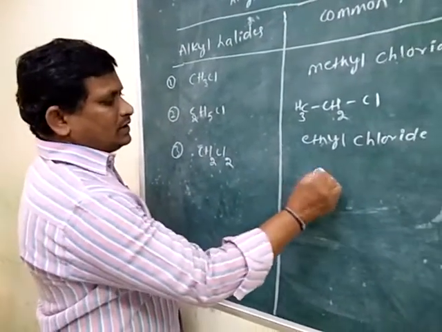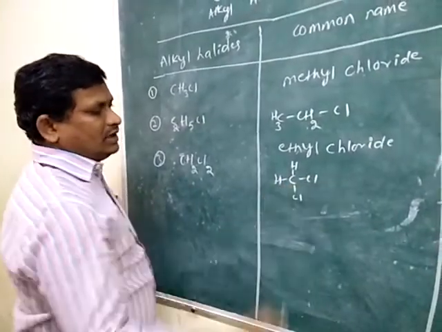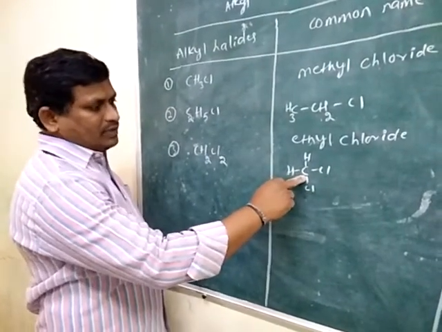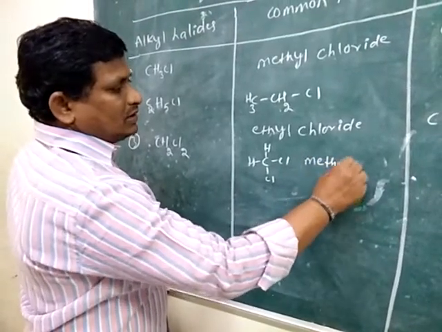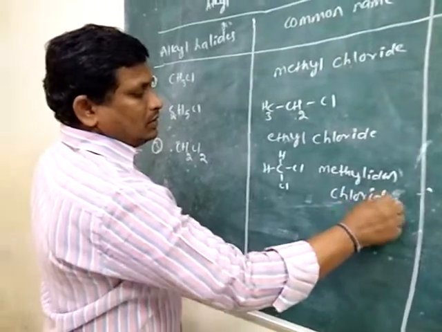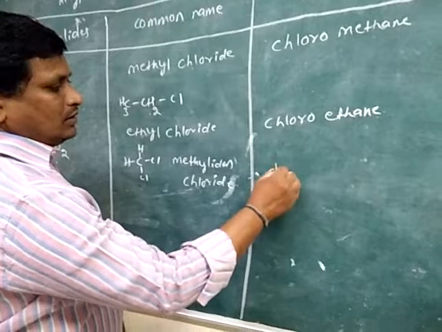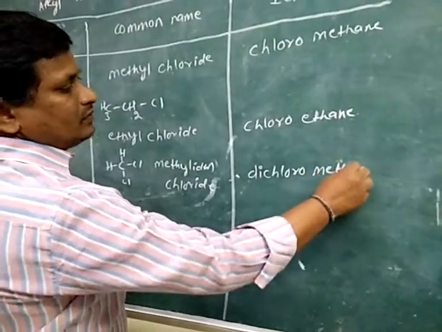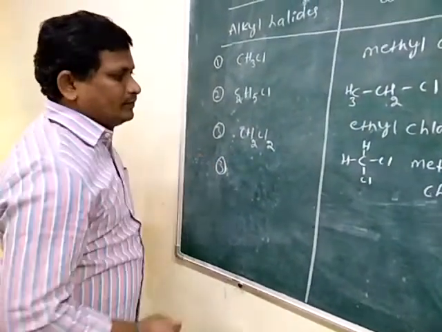Then the third one is CH2Cl2, so it is CH2 with Cl and Cl. Two chlorines are present on the carbon. So it is methylidene chloride. Then the IUPAC name is dichloromethane.